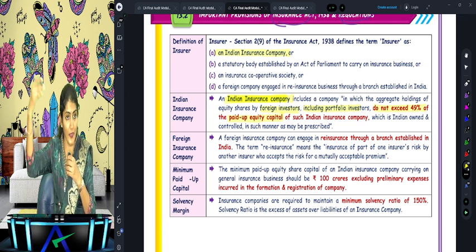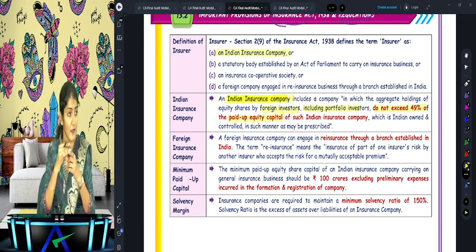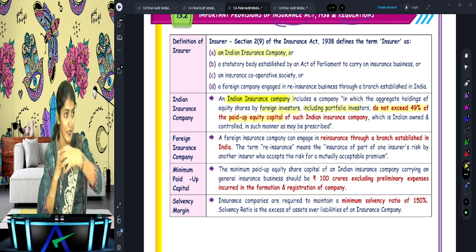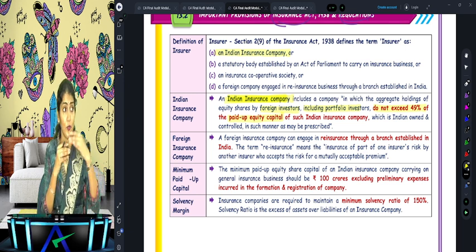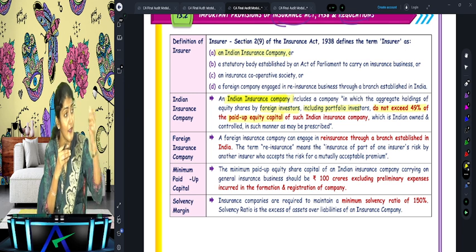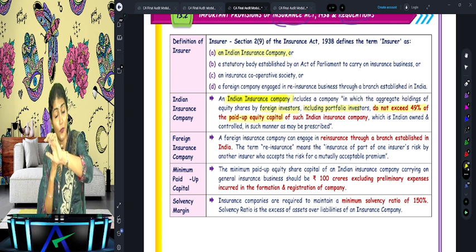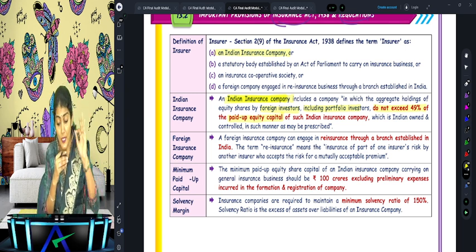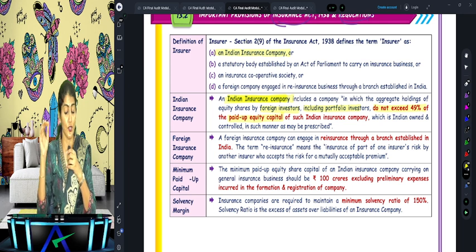So is FDI allowed into the insurance business? Foreign direct investment? Yes, what does it say? There is a cap of 49%. Is FDI allowed? Yes. But is 100% FDI allowed? No. What does it say? Indian insurance company, where the foreign investors, including the portfolio investors, do not hold more than 49% of the paid up equity capital of such Indian insurance company.